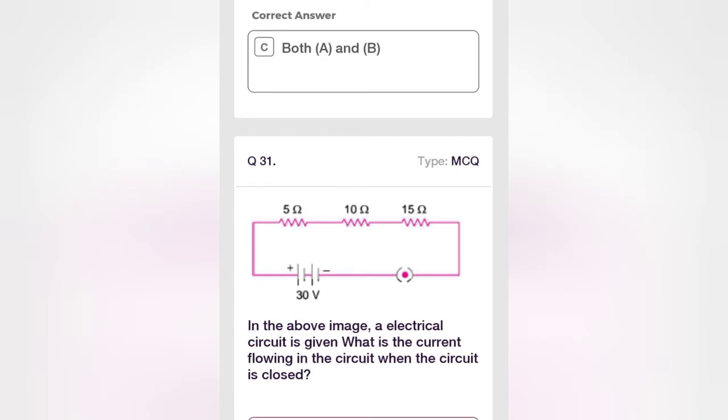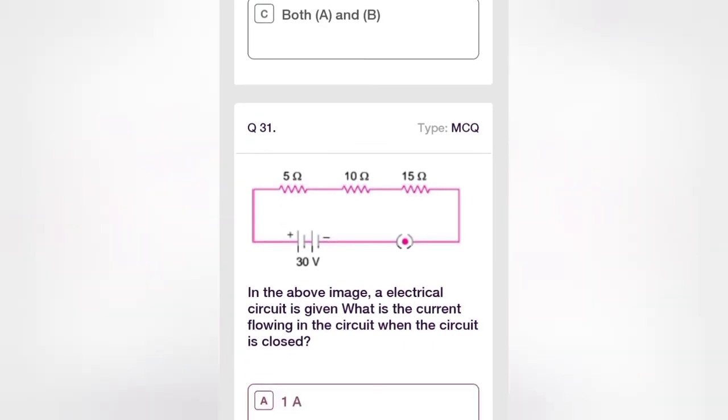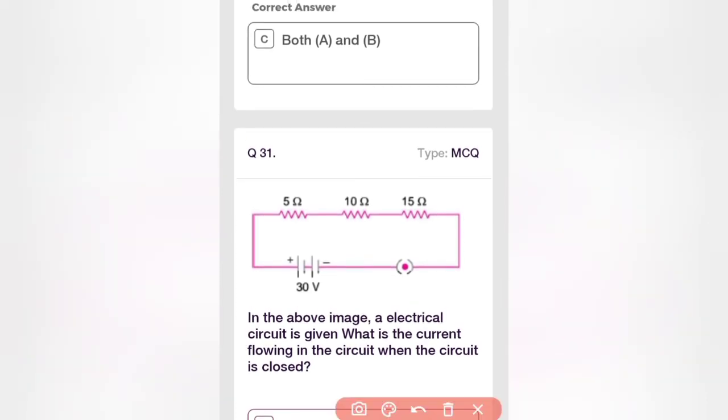Next, 5 ohm, 10 ohm and 15 ohm resistors are connected to 30 volt. And in the above image of an electrical circuit, what is the current flowing when the circuit is closed? Here the circuit is closed, and what will be the current flowing? So this is what we need to find. So here we need to find the current. So current is equal to V by R.